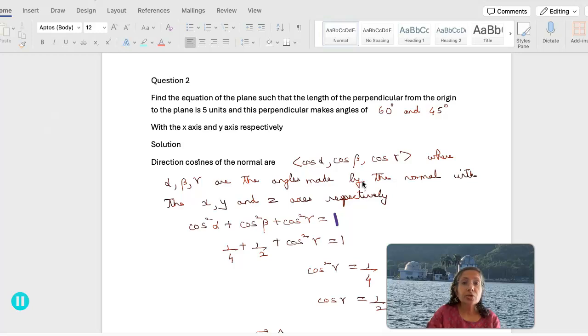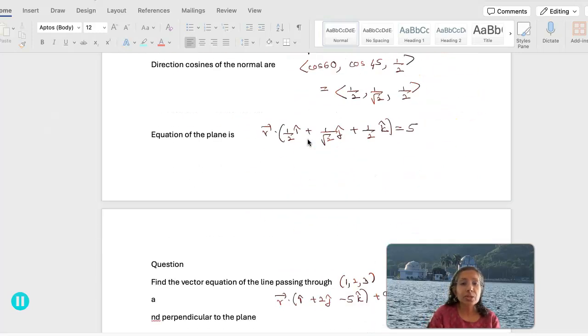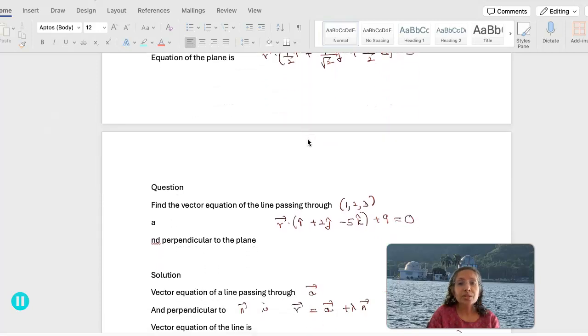Coming back to the question, you are given that the length of the perpendicular from the origin to the plane is 5 units. Okay, next question.